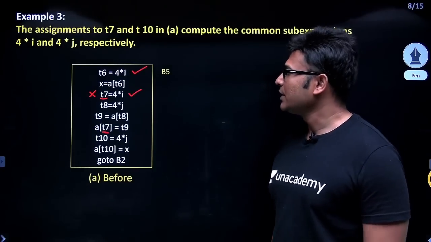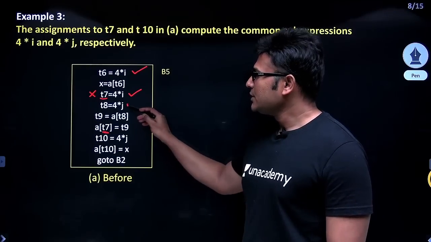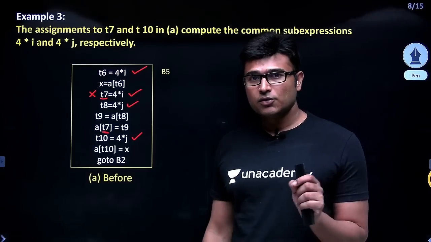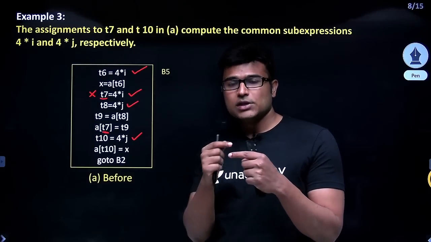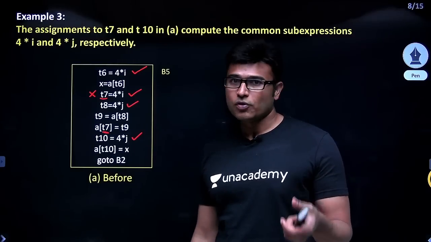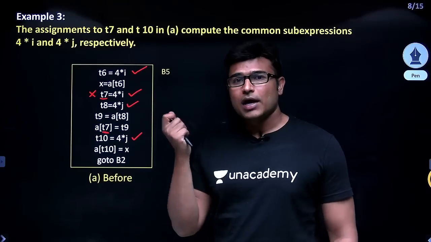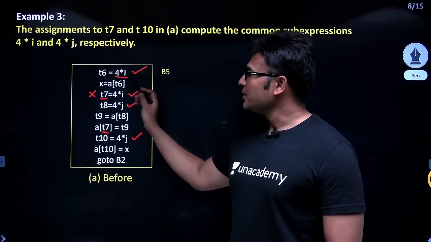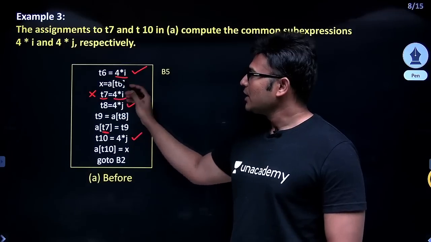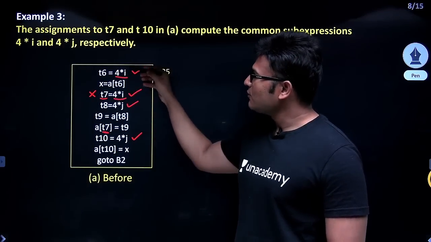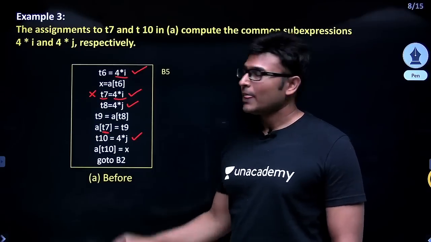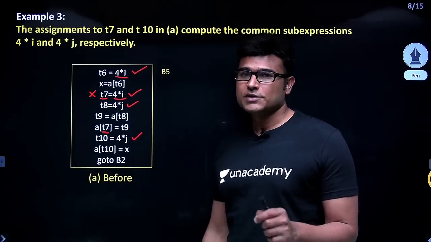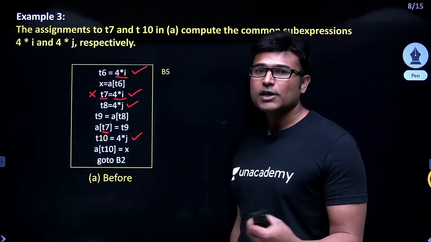And also you can see that 4 into J is computed here and 4 into J is computed here. One thing that you have to observe is that between these two computations of 4 into I or 4 into J, the value of I or J should not change. What I mean to say is 4 into I is computed here and 4 into I is computed here. In between these two computations, the value of I should not change, right? In case the value of I changes, then it is not a common sub-expression. Got it? You cannot eliminate it.